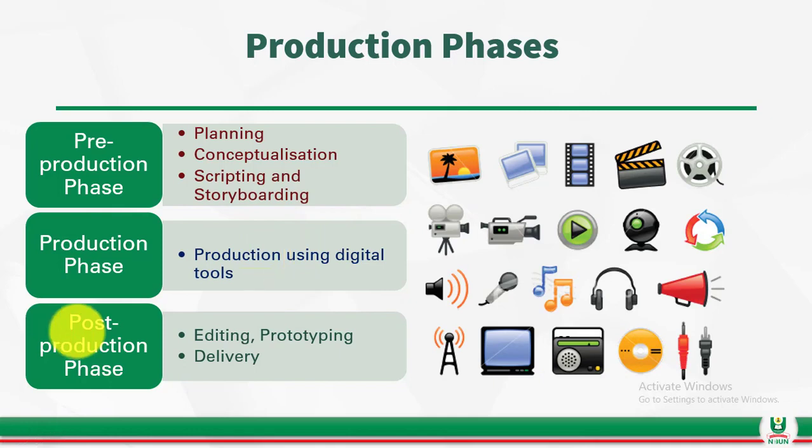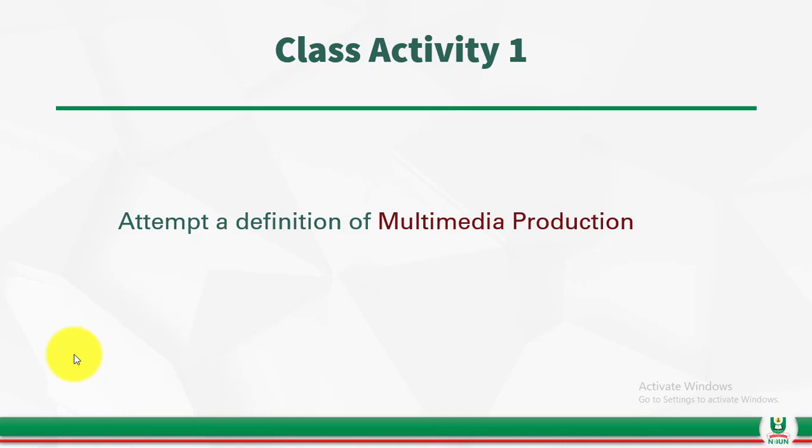Then you have the post-production phase. At the post-production phase, you are involved in editing, you do prototyping. Prototyping means you produce a sample of what the multimedia content or the learning material looks like for people to evaluate, for experts to evaluate. So editing, prototyping, delivery are the activities that you need to carry out at the post-production phase. Attempt this activity 1 before we move on with our lecture.